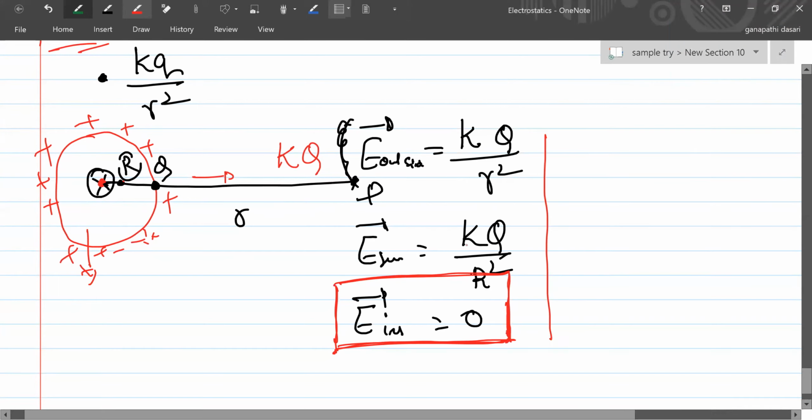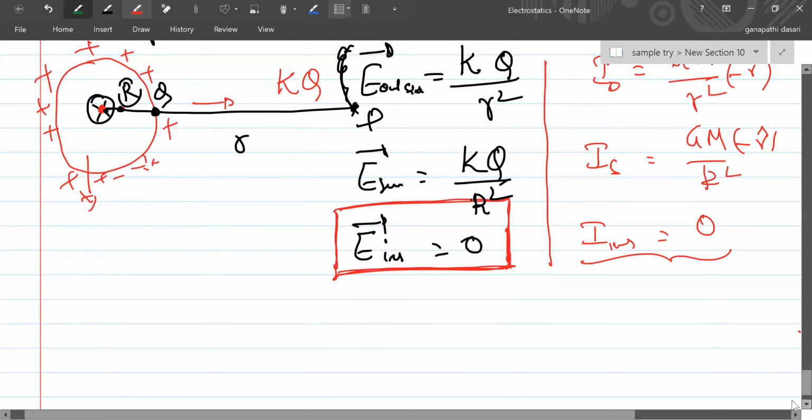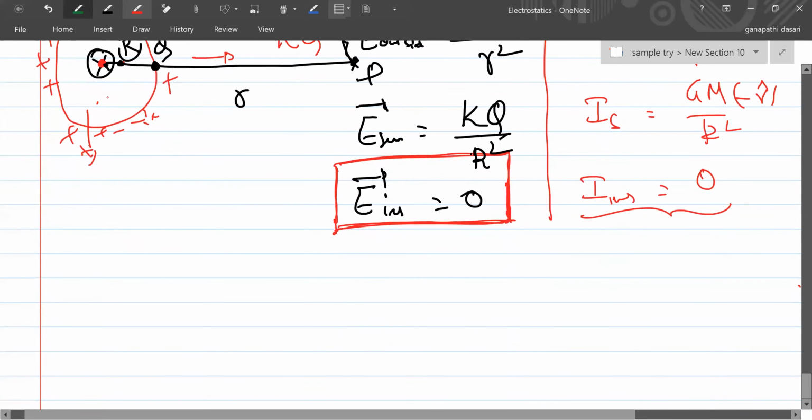Similarly, gravitation will also have the formula for a hollow spherical mass. So gravitational field intensity outside is G m by r square. At the surface point it is G m by capital R square, minus r cap, because it is an attractive force. Inside point will also be 0. Got it? Effective mass is 0 inside. So if someone gives you any charge and asks what is the force here, it will be 0 for a hollow sphere.